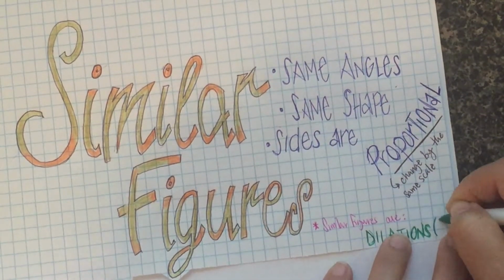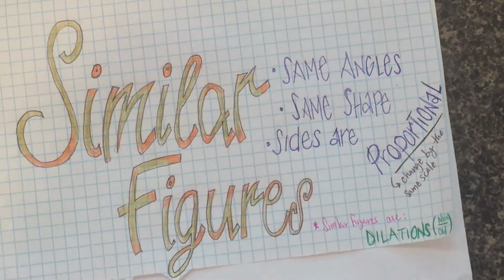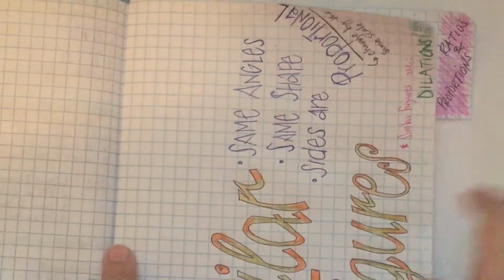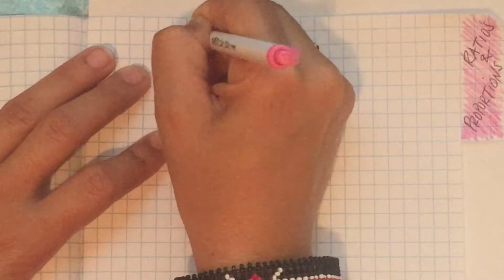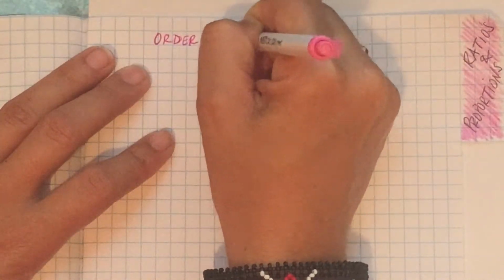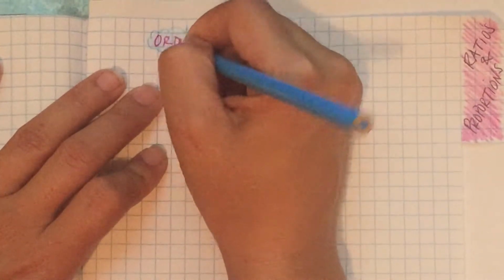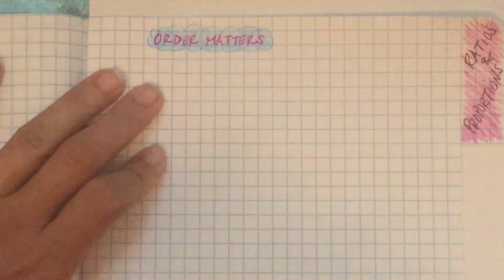And what are dilations, or how do you find the scale factor of a dilation? You put a ratio of new to old, new over old. Okay, so take a look at ratios and proportions. Let me make sure that you know how to set up a proportion. The biggest thing to know is that order matters. I cannot stress that enough. The order that you do this matters. So please, please, please pay attention.